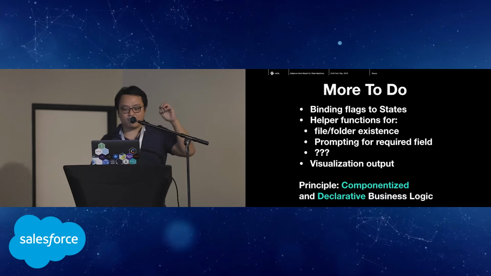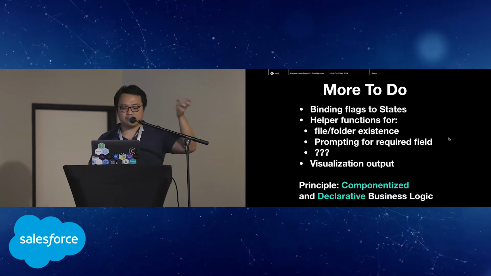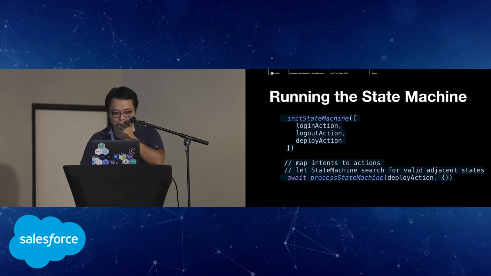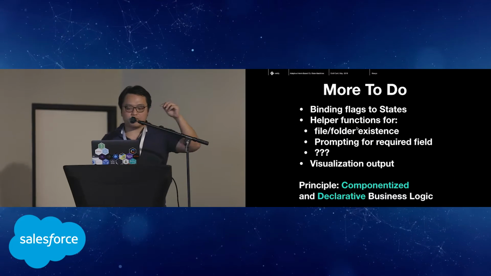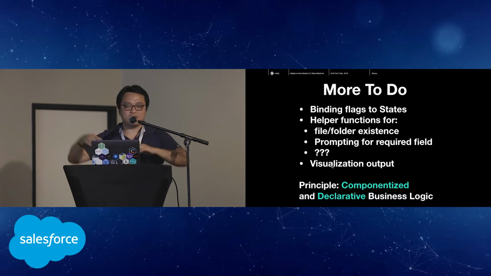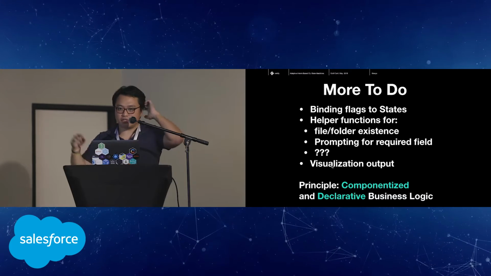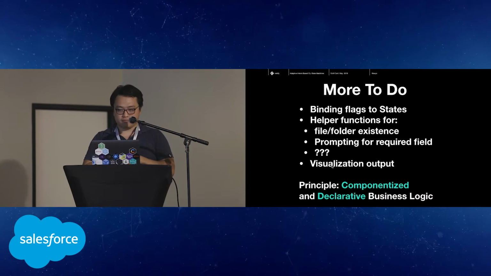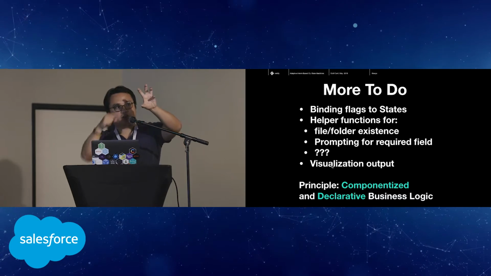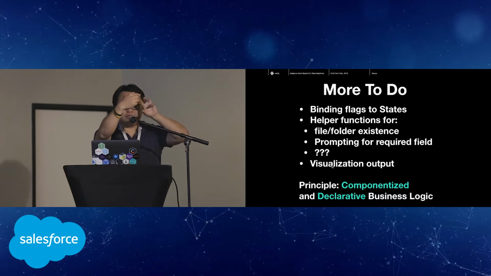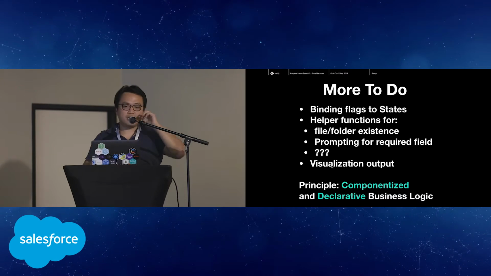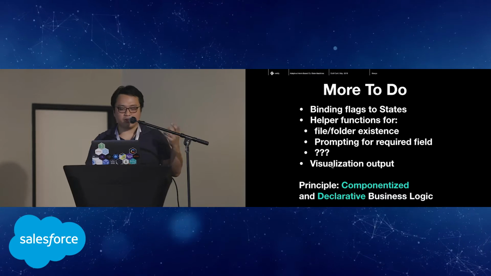More to do. I have helper functions for file and folder existence as well as prompting, so that you don't have to do all this. Even this is kind of wordy and verbose. Imagine if you could do it in one command. So I have a bunch of helper functions that I'm working on, flags for these things, as well as visualizing, just like printing an output and pushing it to the XState visualizer, so you can visualize the state chart of your CLI. And the overall principle is to componentize your business logic and make it declarative. So you only write imperative code inside of the execute lifecycle method, whatever you call it. And then you have components, and you just kind of Lego them together in a declarative fashion using this sort of grammar of states and actions.